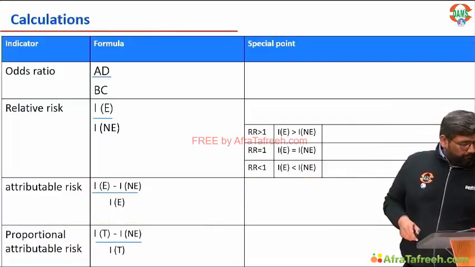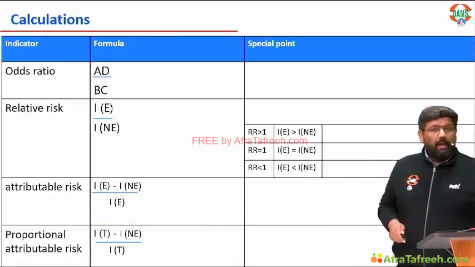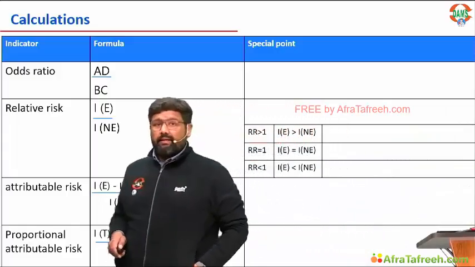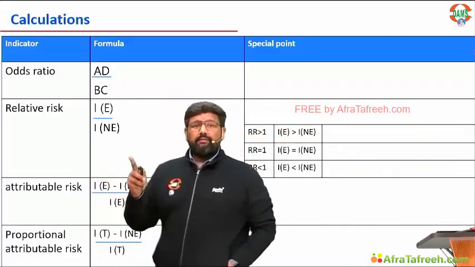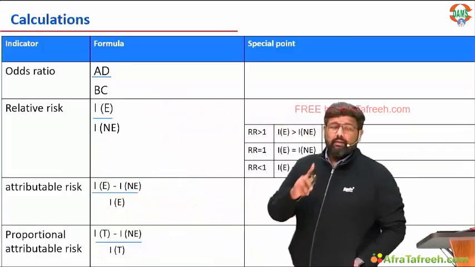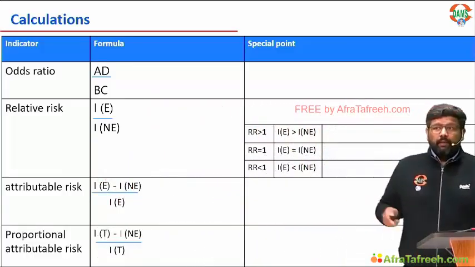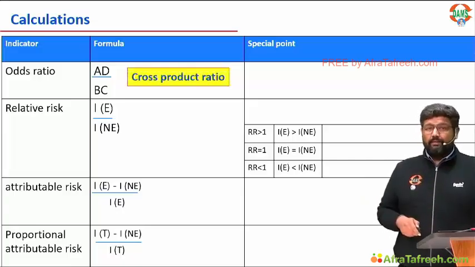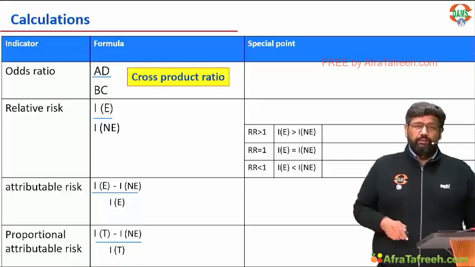Now, calculations. Odds ratio is for case control study. Relative risk, attributable risk, and population attributable risk are for cohort study. This odds ratio is known as AD by BC. It is also known as cross product ratio.